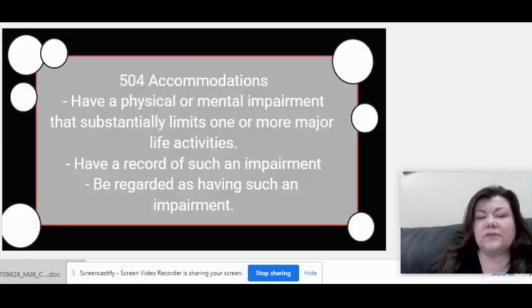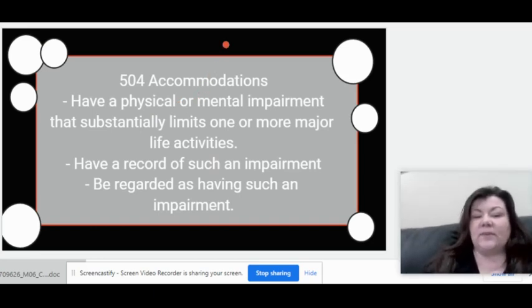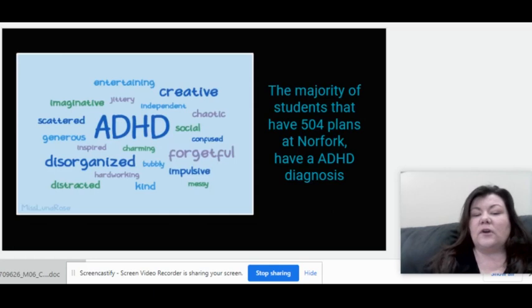Then we will take a look at 504 accommodations and the differences between what the law says about 504 versus IEP. When we look at a 504 accommodation, usually that means a medical recommendation from a physician. The majority of our students with 504s have ADHD.